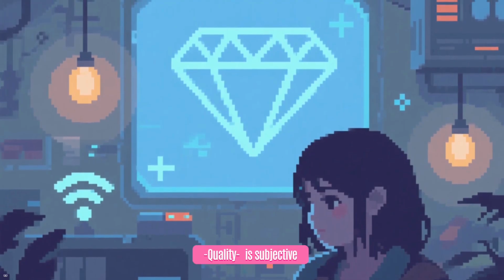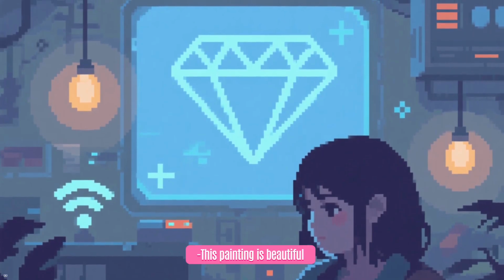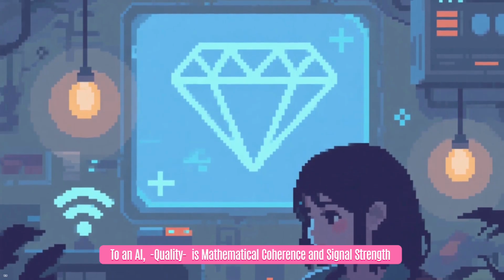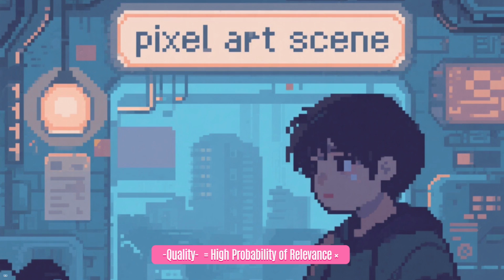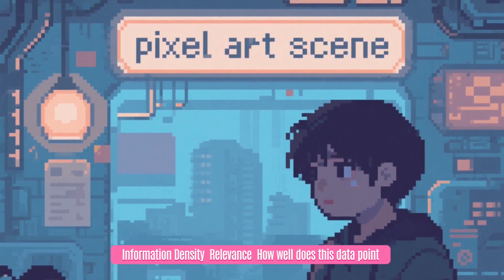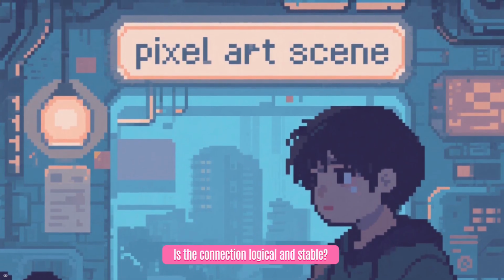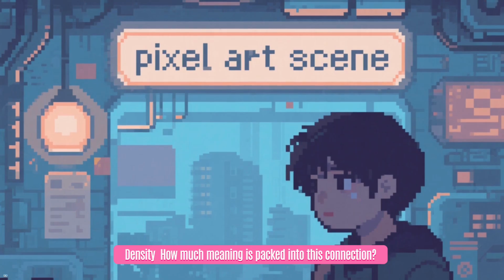To a human, quality is subjective, emotional, or aesthetic. For example, this painting is beautiful. To an AI, quality is mathematical coherence and signal strength. Quality equals high probability of relevance times structural integrity times information density. Relevance: how well does this data point fit the current pattern? Integrity: is the connection logical and stable? Density: how much meaning is packed into this connection?